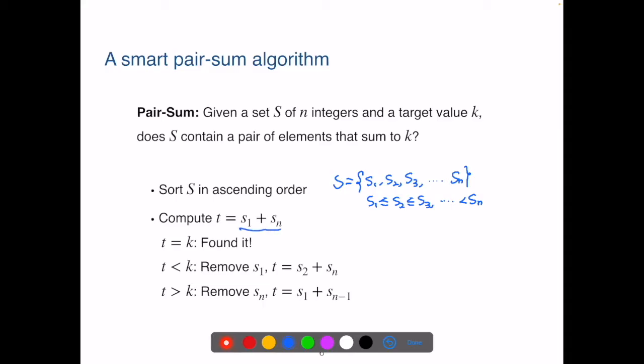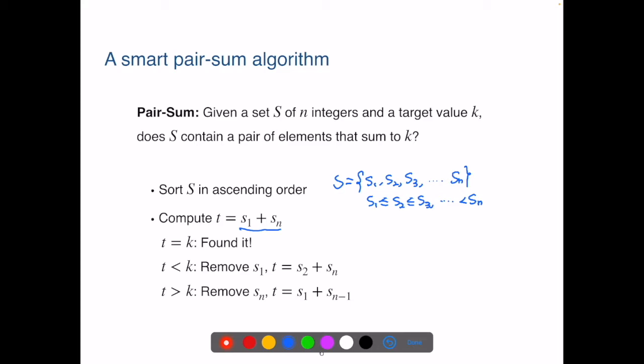And there are three possibilities. When T equals K, we can stop since we have found a pair that sums to K. If T is less than K, we know S1 cannot be in a solution.